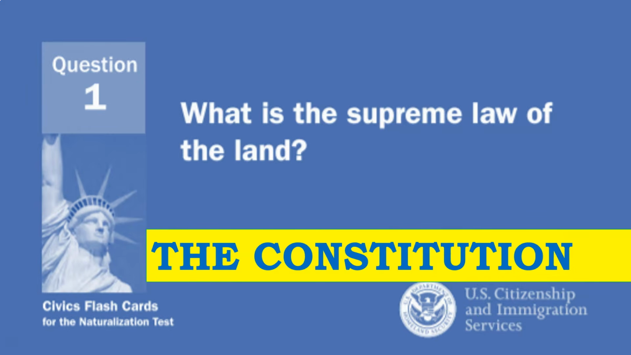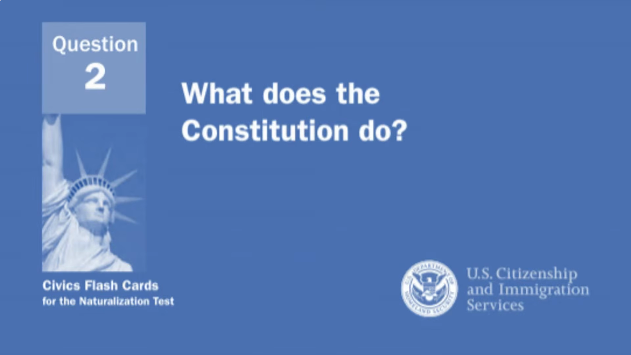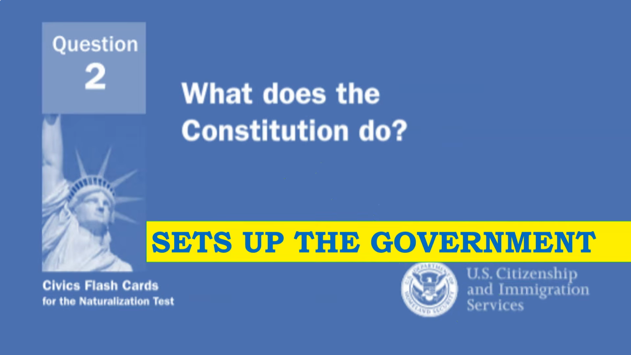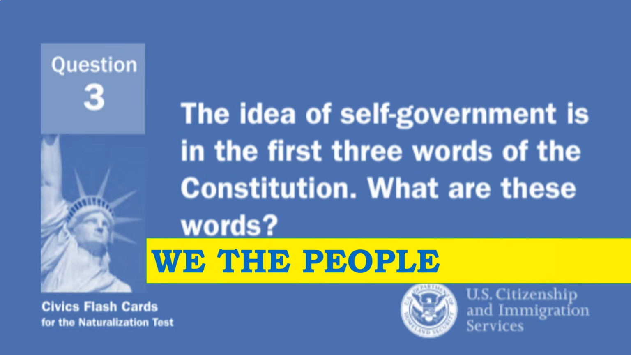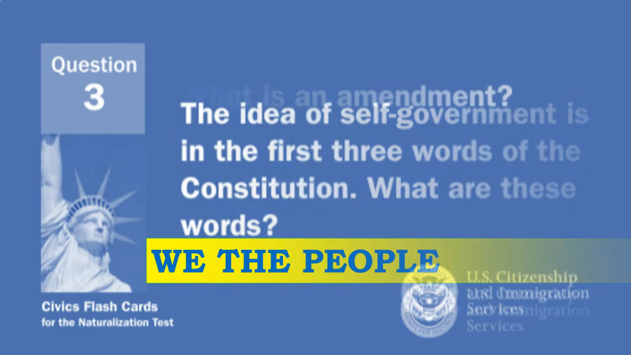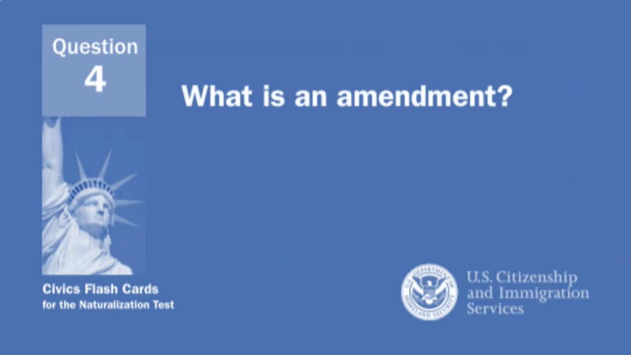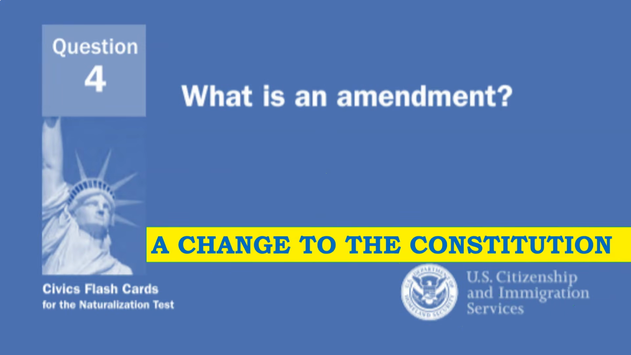The Constitution. What does the Constitution do? Sets up the government. The idea of self-government is in the first 3 words of the Constitution. What are these words? We the people. What is an amendment? A change to the Constitution.